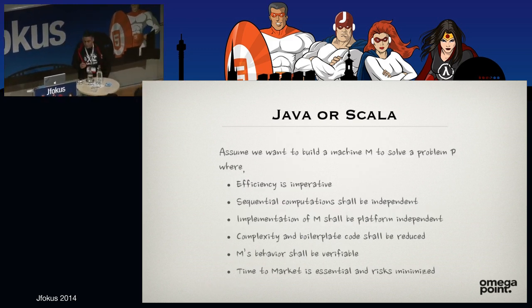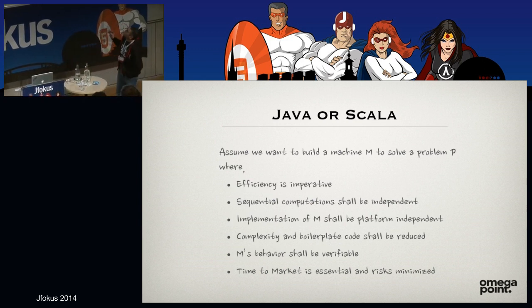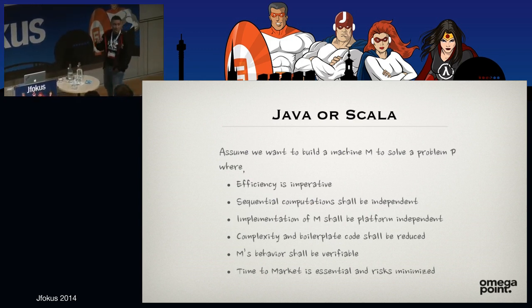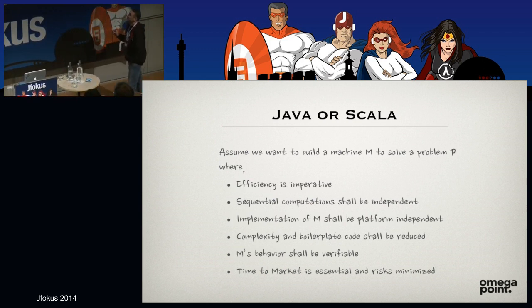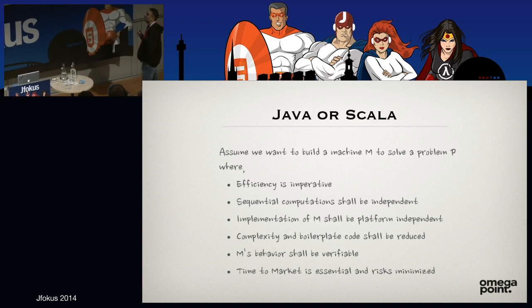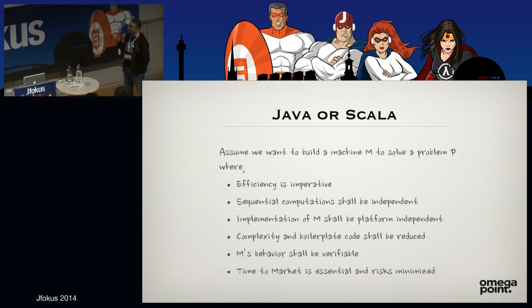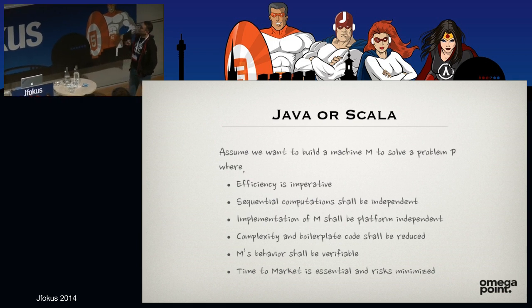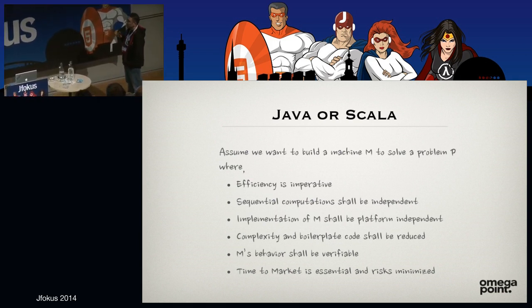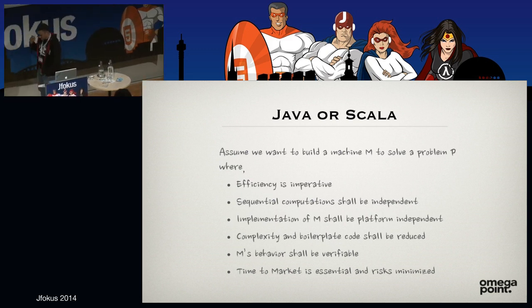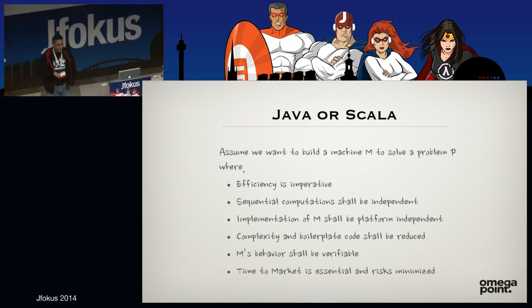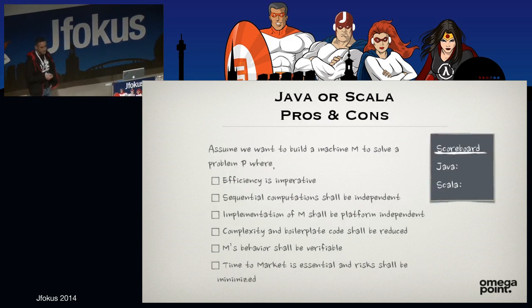All right, so assume we want to build a machine M to solve a problem P. It sounds like computer science 101, right? Where efficiency is imperative, sequential computations shall be independent, implementation of M shall be platform independent, complexity and boilerplate code shall be reduced, M's behavior shall be verifiable, and time to market is essential and risks minimized. So these are pretty normal requirements, I should say. And let's see how we should deal with this.